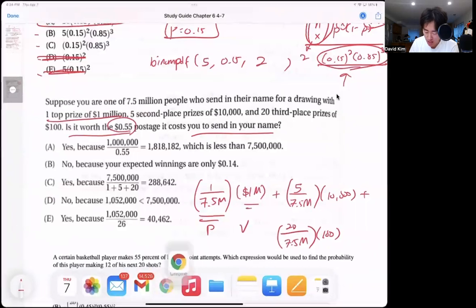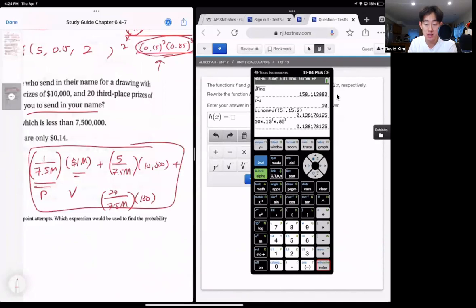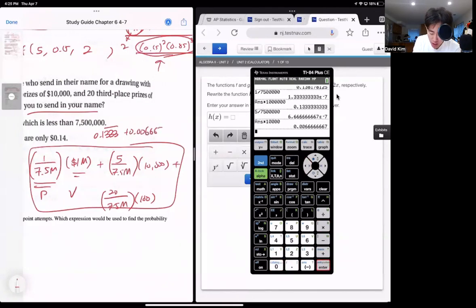So first, let's apply this to the test. There's a lot of ways in which you can do this, but I'm just going to type this into my calculator here. 1 out of 7.5 million, and then I'm going to multiply that by 1,000,000. So that's your expected value of the first one. You're expected to gain about maybe 13 cents or so. Then 5 out of 7.5 million people, times 10,000. I think the biggest key here is to watch out for how many zeros you have, because it's really hard to tell.